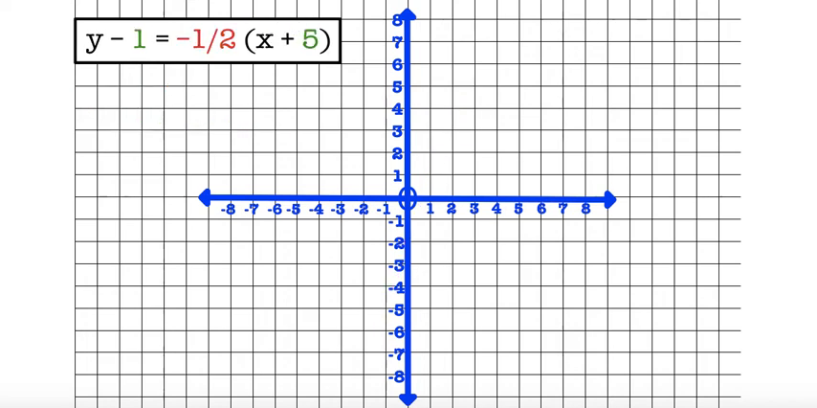So here I have another problem, and my slope is -1/2. And my coordinate is, so here I have +5 where it should be -5. So this is the same thing as x minus -5. So my coordinate is actually -5, +1.